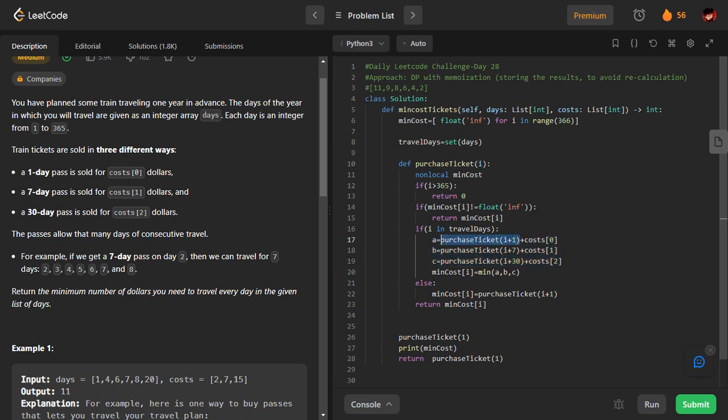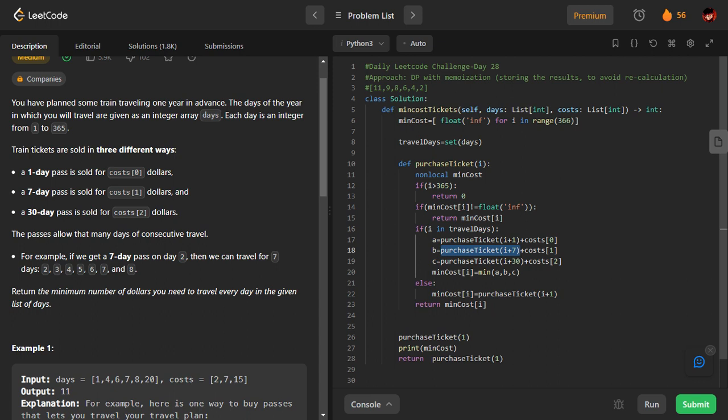This is the cost of the travel if I start traveling from i plus 1 onwards. This is the cost of travel if I start traveling from i plus 7 onwards. But why are we going to i plus 7? Because I've incurred a cost today. On day i, I'm incurring the cost of this pass. That's why I'm now bothered only about the cost from i plus 7 onwards. Okay. So that's all.